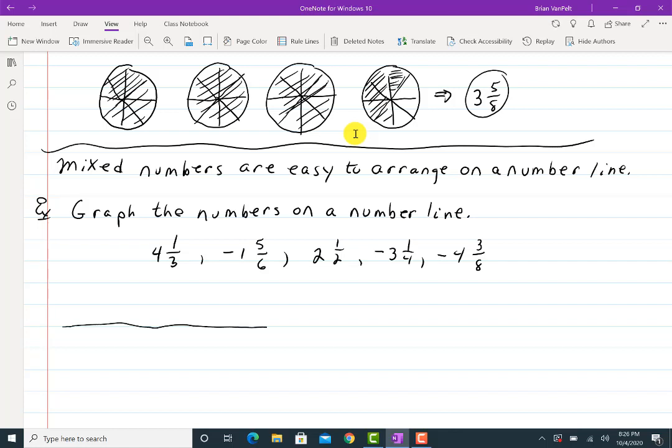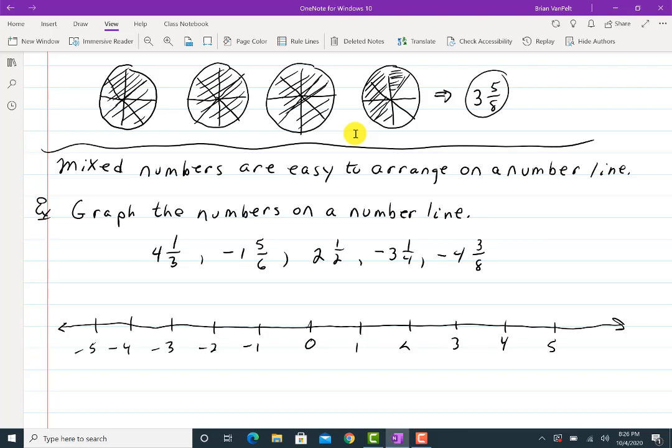So let me see if I can get how long I can make my line. Probably way longer than I need to, but I think I only need to go 5 in each direction to cover what I need. So we'll have 1, 2, 3, 4, 5, -1, -2, -3, -4, -5. So let's start with 4 1/3.